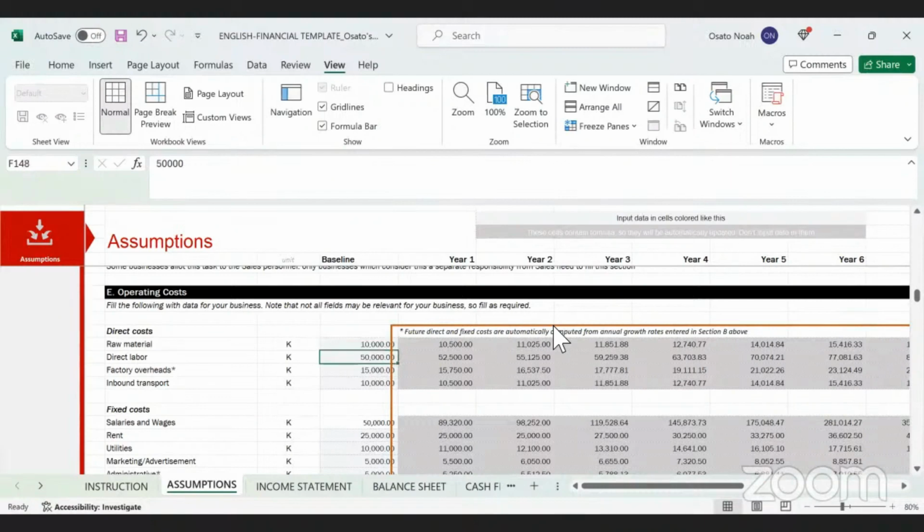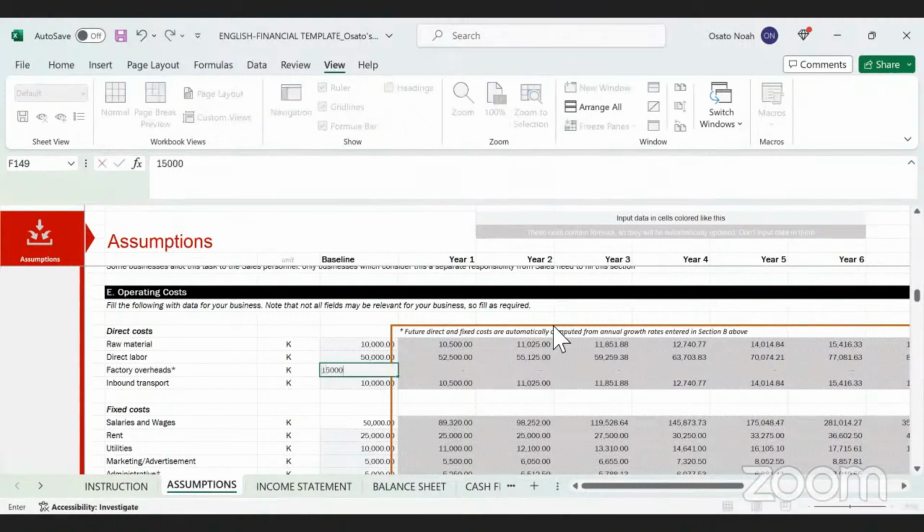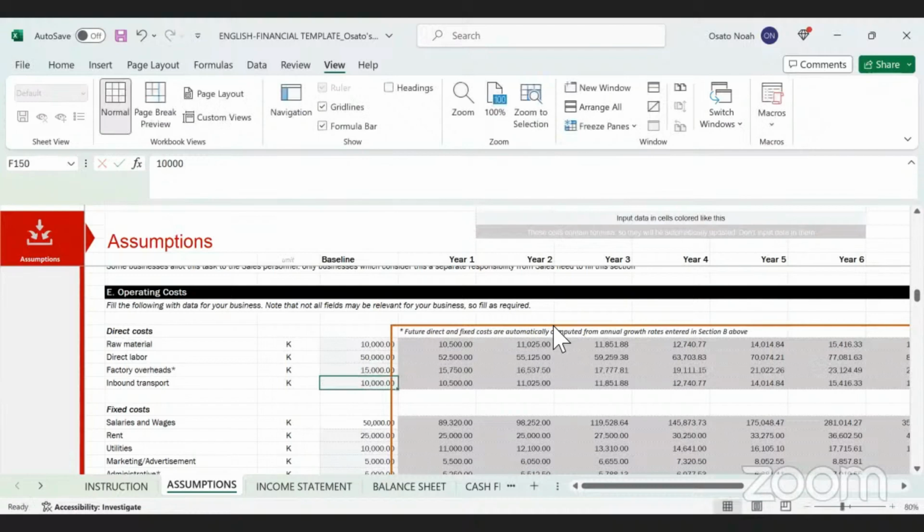Likewise, our direct labor cost, if we remove it, you see everything cleans out, then we said it's 50,000 kwacha, and then the same thing. Factory overheads, I mean, these are just what I also put there. We said 15,000 kwacha, the same thing. It then rolls out an increase on a year-on-year basis. And then transportation, we said 10,000. And that's how that would work.